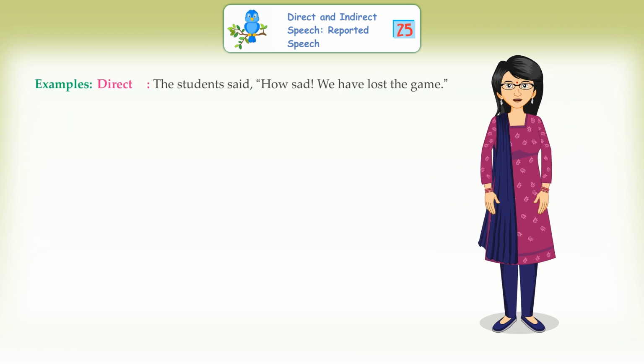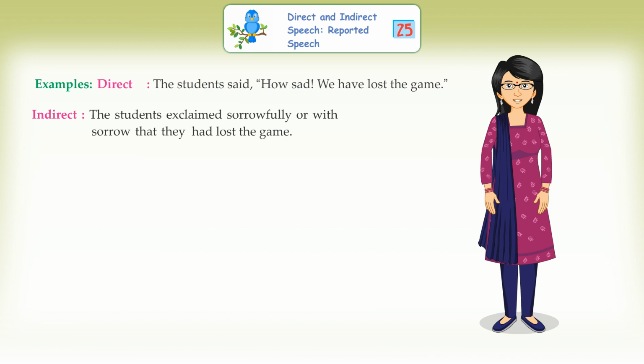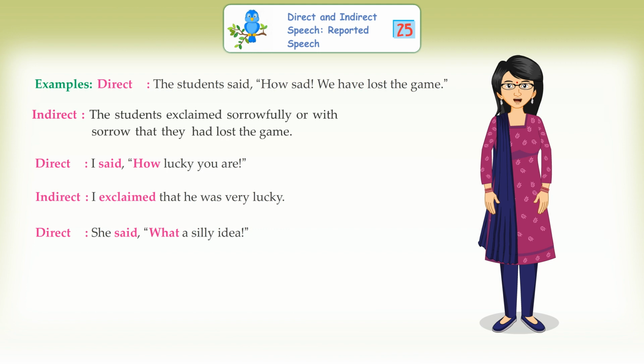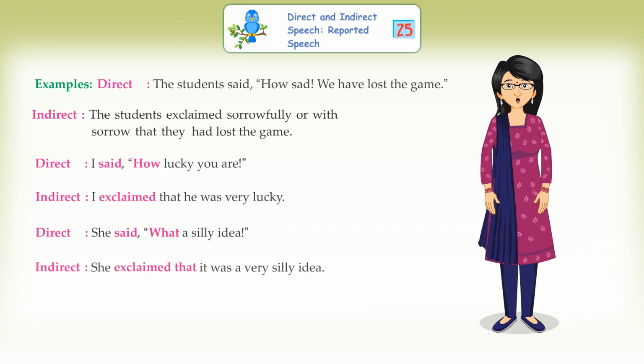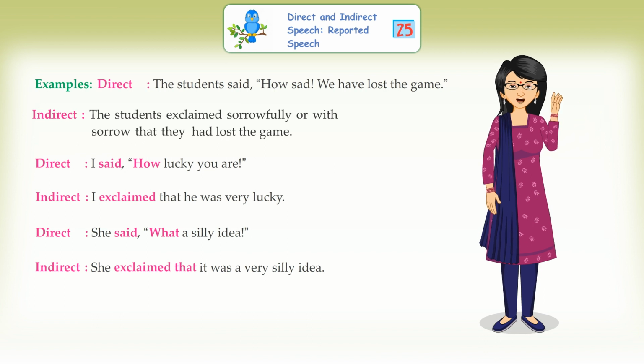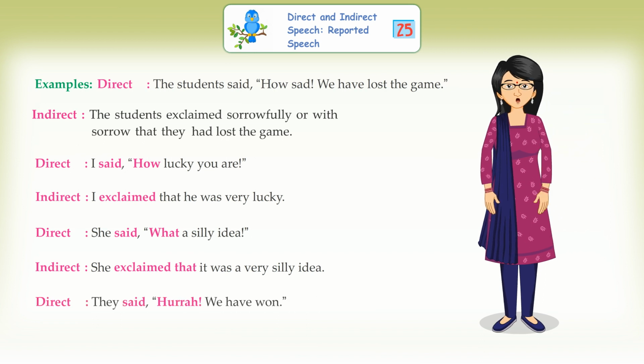Examples: direct. The students said, "How sad, we have lost the game." Indirect. The students exclaimed sorrowfully or with sorrow that they had lost the game. Direct. I said, "How lucky you are." Indirect. I exclaimed that he was very lucky. Direct. She said, "What a silly idea." Indirect. She exclaimed that it was a very silly idea.